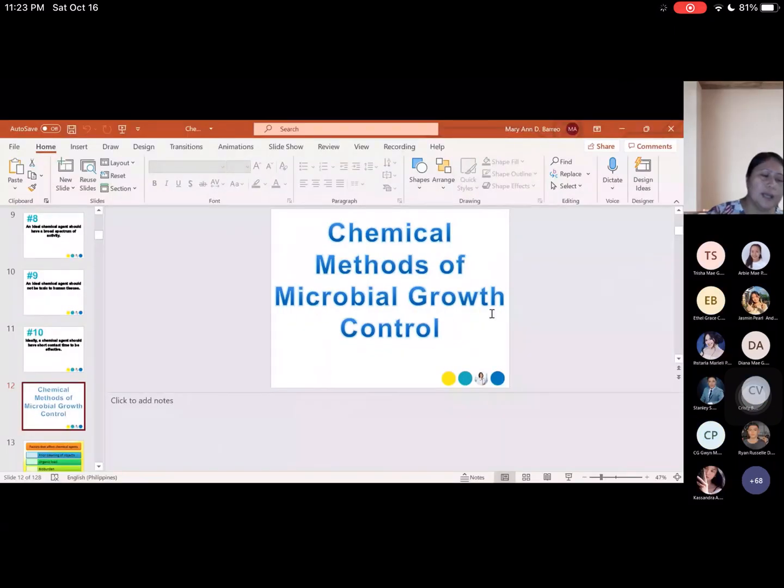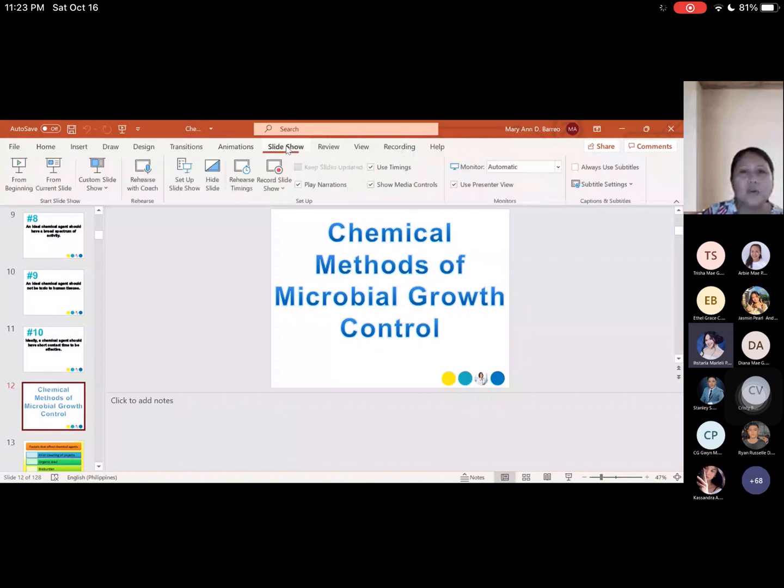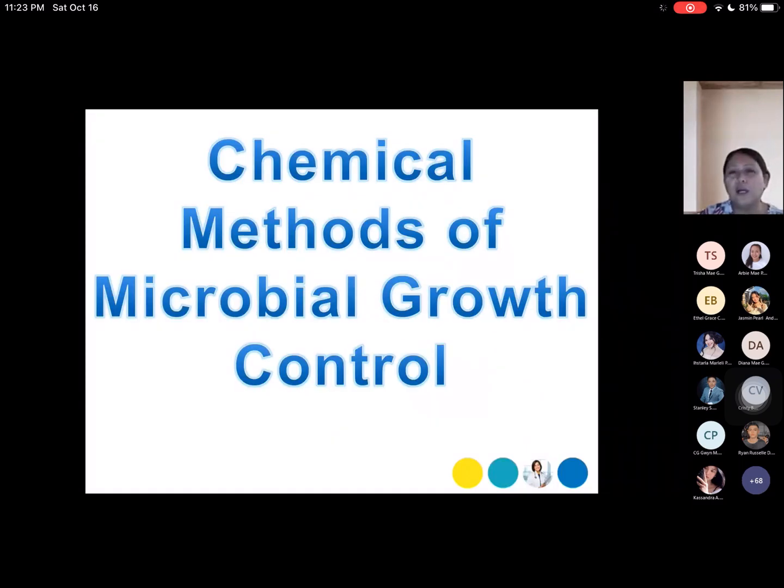Okay, can you now see my slide, class? Yes, ma'am. So these are the chemical methods of microbial growth control. These are the ways to use chemicals to inhibit or to kill microorganisms present in our environment, in the air, in the surfaces. It also includes antiseptics as chemical agents to inhibit the growth of microbes in our system or in our tissue.